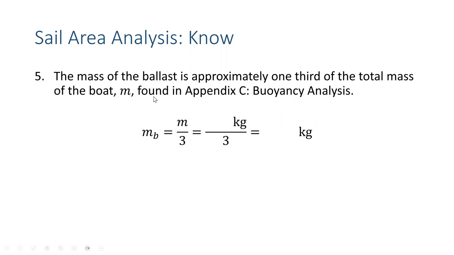Okay, so this sail area analysis that we're going to do today will become one of your appendices in your final report. So just like that, we did our buoyancy analysis, and so you could look back through and find what the mass of the boat is. So we calculated that out of, and we're just saying about a third of it's going to be the mass of the ballast. So we did that buoyancy analysis and came up with 1.49 kilograms. So a third of that's about 0.5 kilograms.